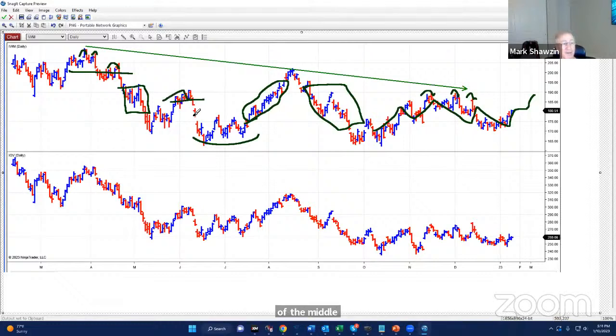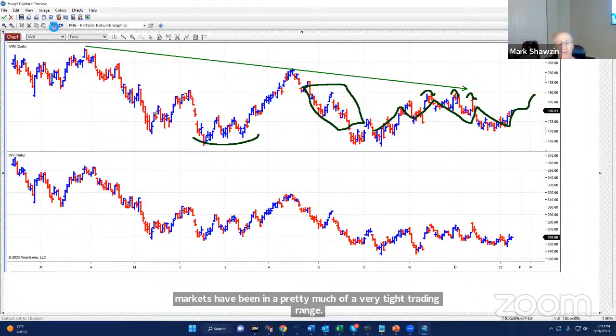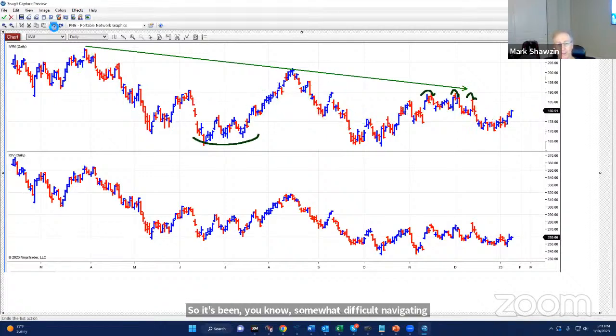It stalls out here. I took a huge chunk out of this. I bought puts here on the QQQs at $1.50, and they went to 14 in 3 days. So that's what I'm looking for. But you can see that you need the cooperation of the markets. The markets have been in a very tight trading range, so it's been somewhat difficult navigating these waters.